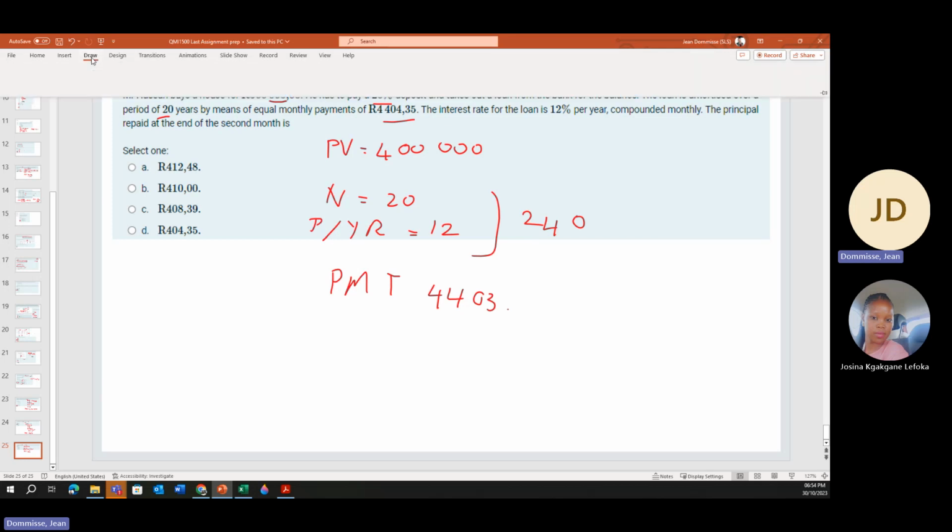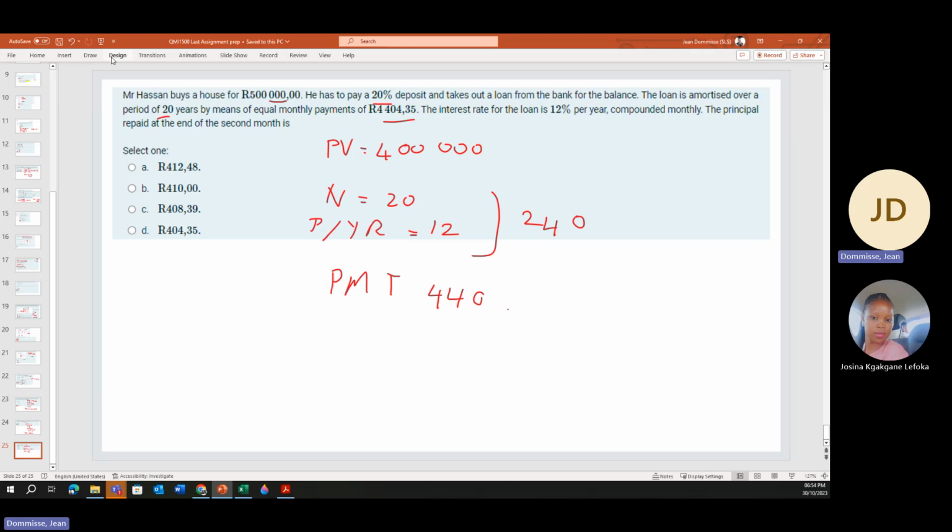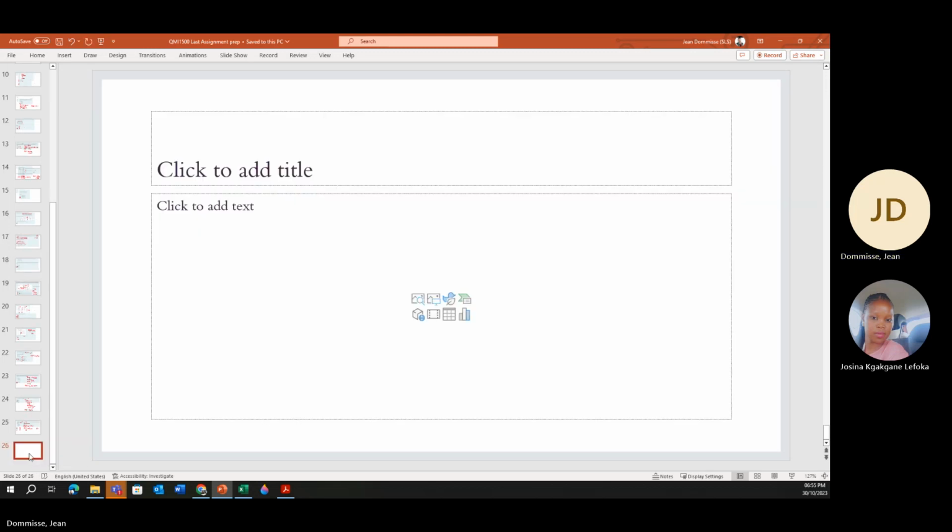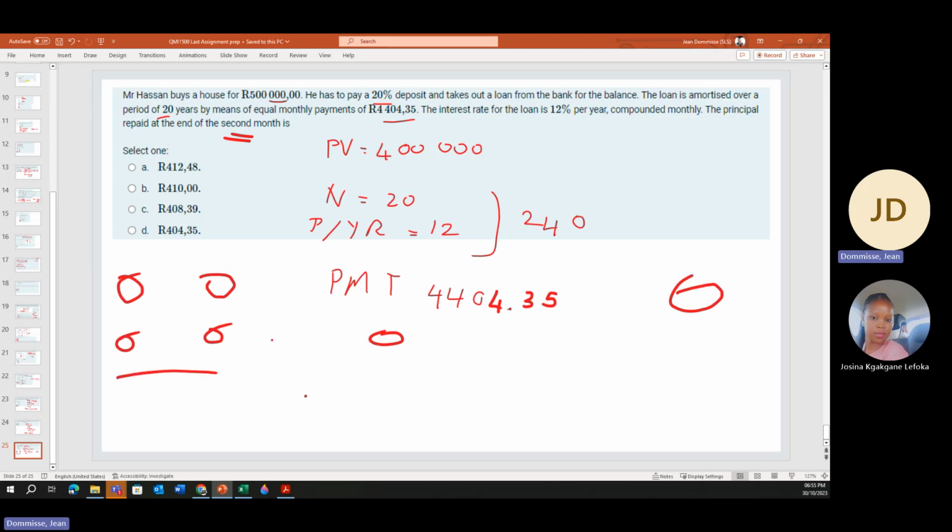Again, I would rather use Excel for that. So you basically need to start with 400,000. You need to say what's the interest, then you've got the payment, then what's left. You need to repeat it, because you now want the principal repaid at the end of the second month. So again, rather do that in Excel, or if you remember how to use the calculator. I don't know how easy you find working this out on a calculator, or if you'd rather use Excel.